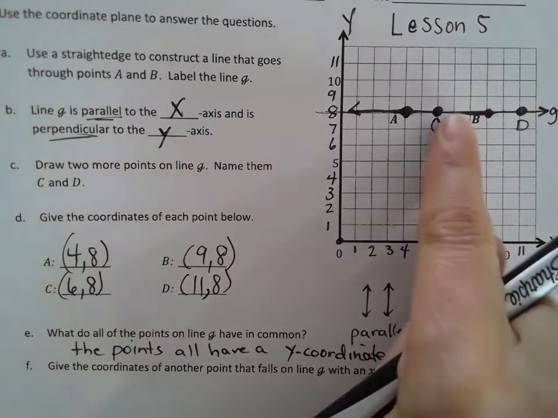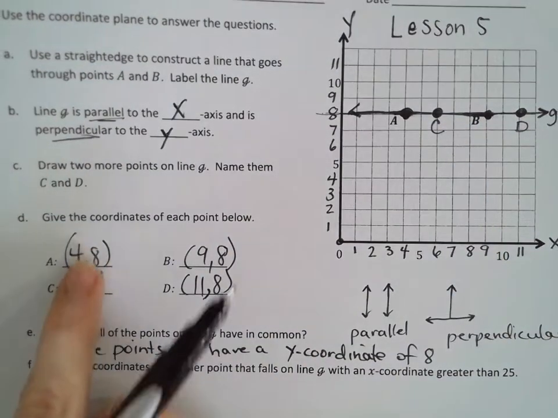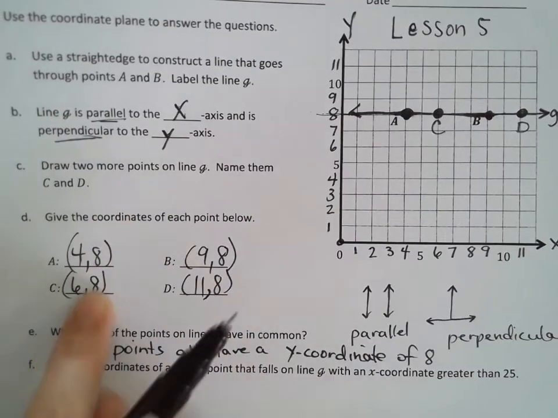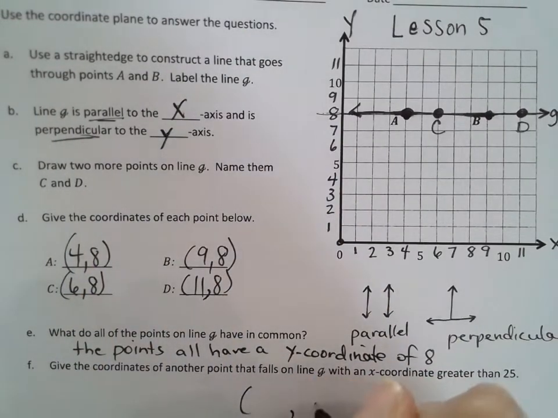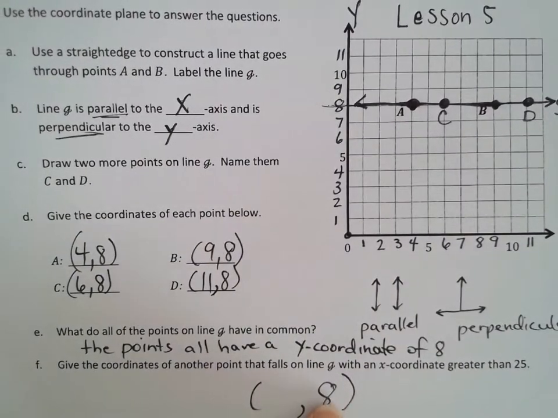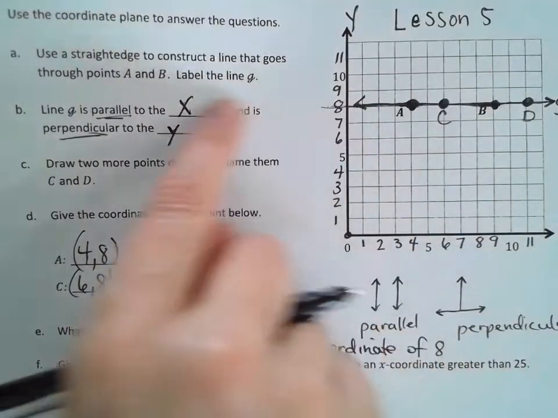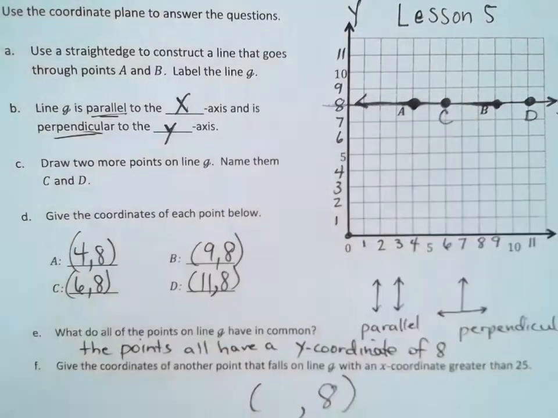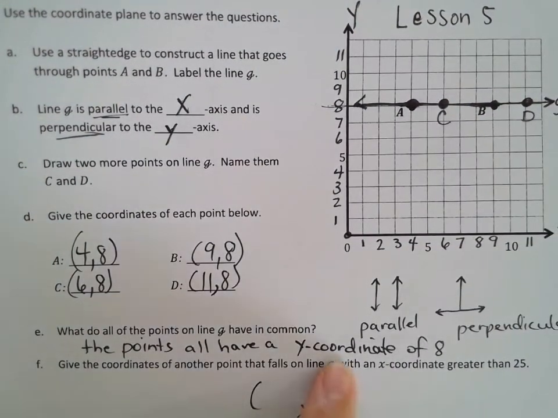If it's going to fall on line G, what did we say it had to have? Yes, it has to have a y-coordinate of 8, right? So we already know that. That's the best part. We already know that the 8 is going to have to be the 8. If it's going to fall on this line, it has to have a y-coordinate of 8. They want the x-coordinate greater than 25. Can anyone give me a number greater than 25?